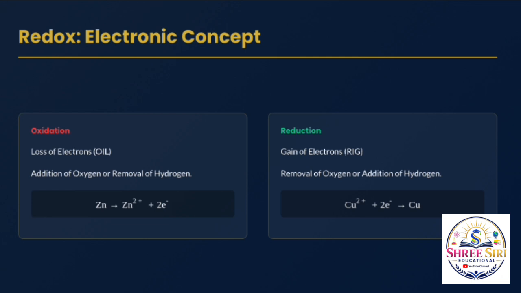And the next one is redox reaction. That is an electronic concept and a very, very important concept. What do we mean by redox reaction? A redox reaction means that oxidation and reduction take place simultaneously. And what is meant by oxidation? Oxidation means loss of electrons, or addition of oxygen, or removal of hydrogen.